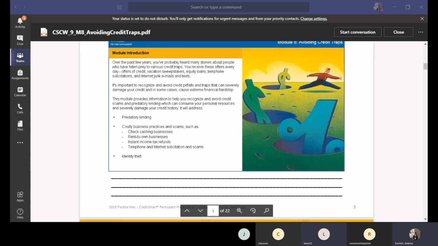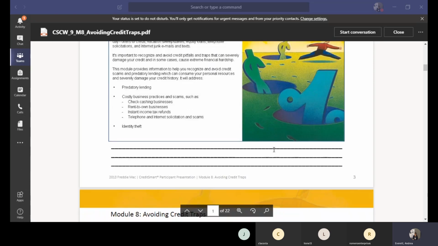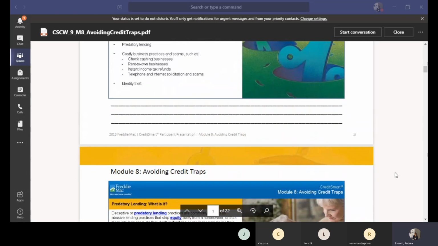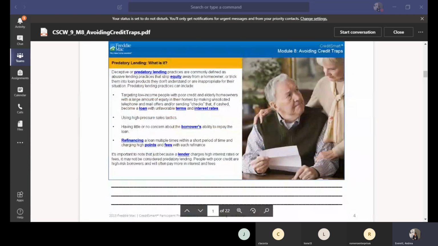Getting started with the module. So some other costly businesses and practices and scams, and we've talked about some of these before, are check cashing businesses, rent-to-own businesses such as Rent-A-Center and places like that, because they charge super high interest fees on their products, instant income tax refunds like we just discussed, and then telephone and internet solicitation and scams. And then there's also identity theft, right? You want to keep your information protected because somebody can steal your identity and take out loans in your name, and it can really hurt your credit.